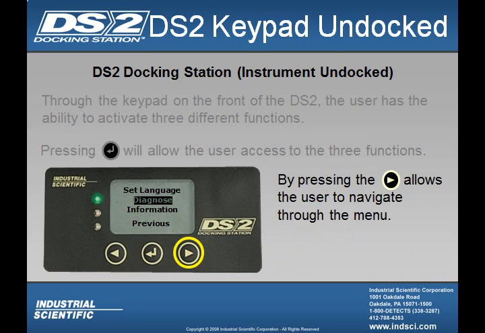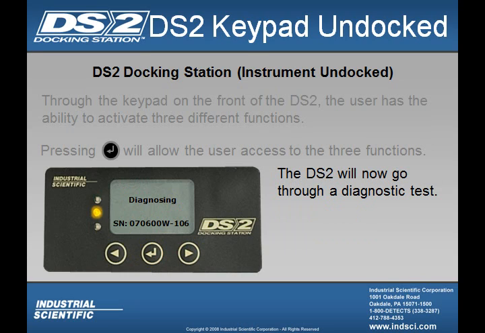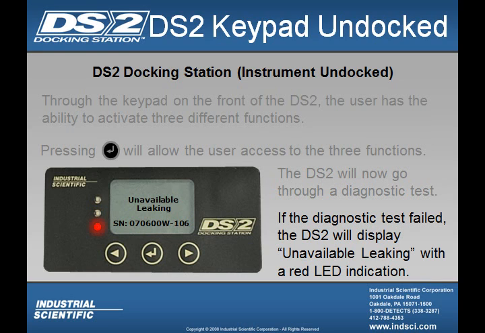Now my next option from Set Language, if I use my right arrow, is Diagnose. By pressing my Enter button, I can select Diagnose. At this point, the DS2 will start to go through a diagnostics check. Notice the amber LED on the left. That amber LED is our indication that the DS2 is currently busy going through a diagnostics check. And in a diagnostics check, the DS2 will pull a vacuum on the system, ensuring there's no leaks and that the solenoids and valves are working correctly.